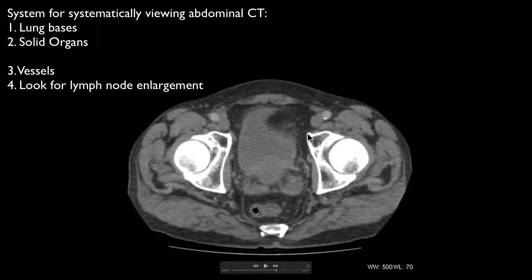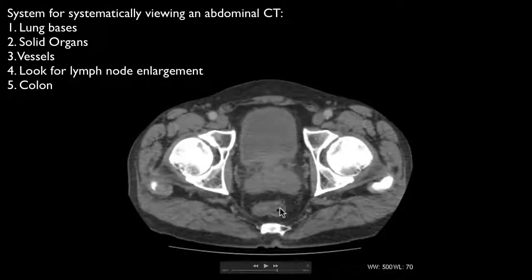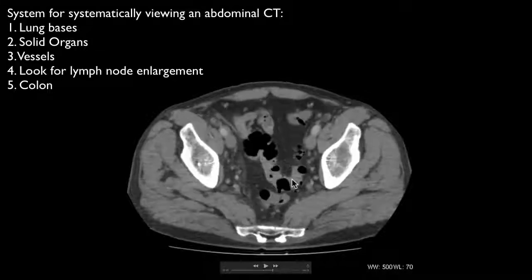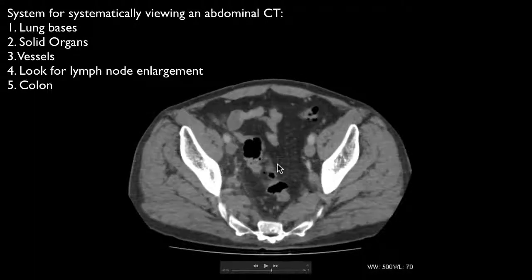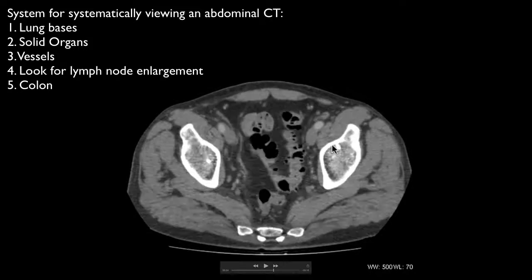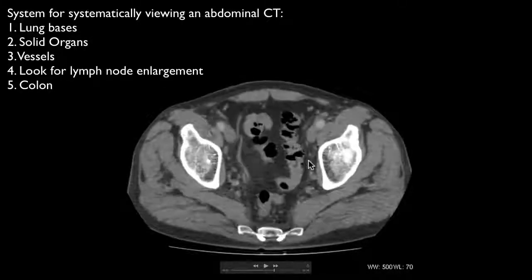Once I've looked at the nodes, I'll look at the colon, and the colon is quite tricky to assess on a standard CT because you often have faeces in the colon that can mimic tumours. This patient's got a bit of diverticular disease there. You can see there's lots of little pouches. It's a little bit thickened, and some air pouching.